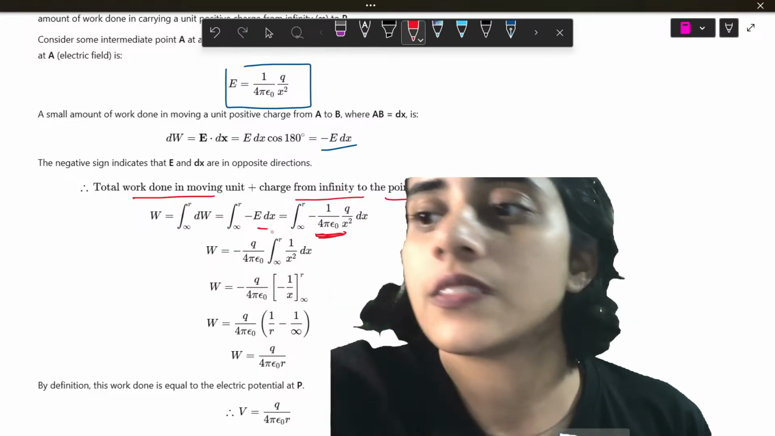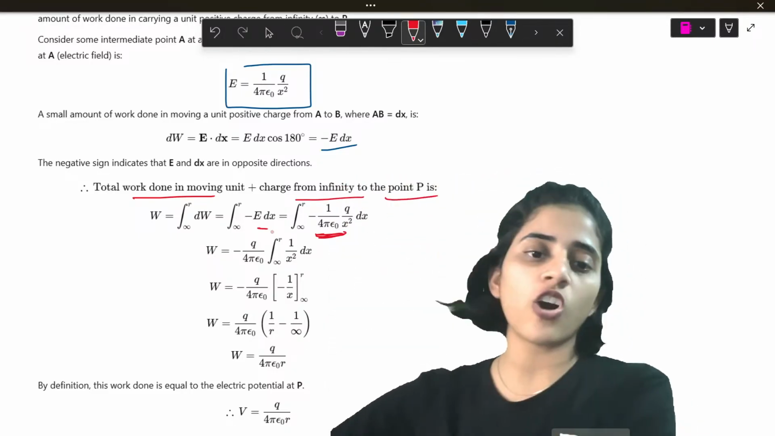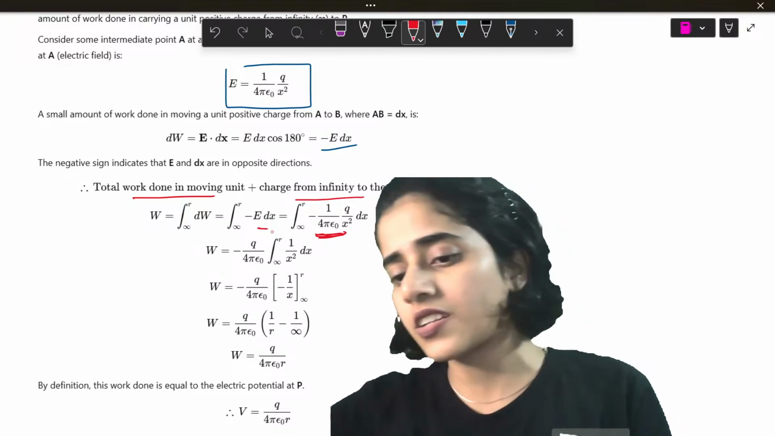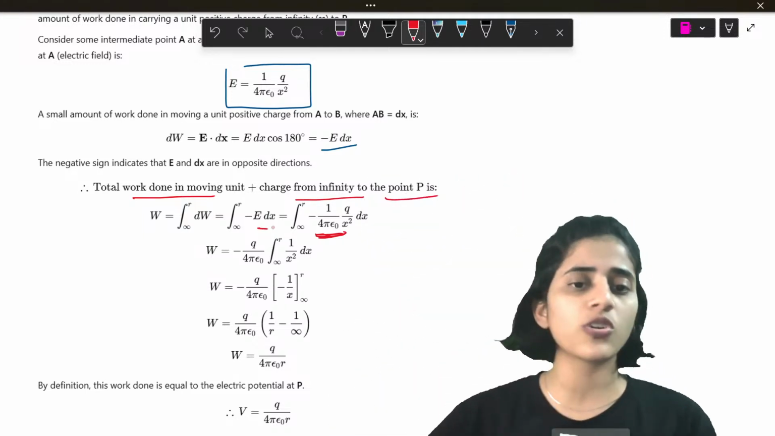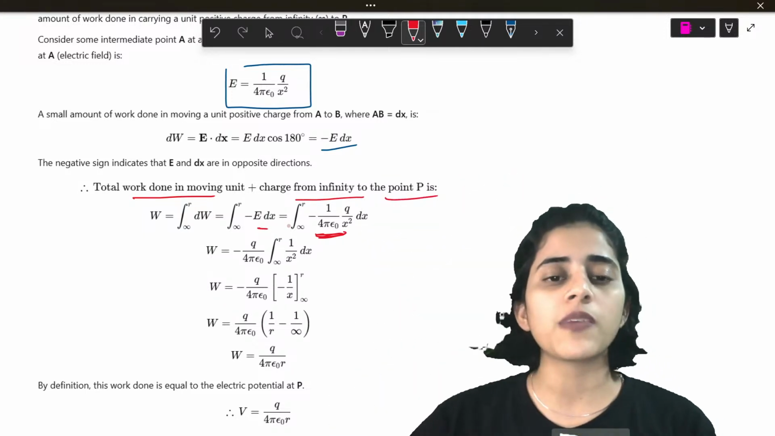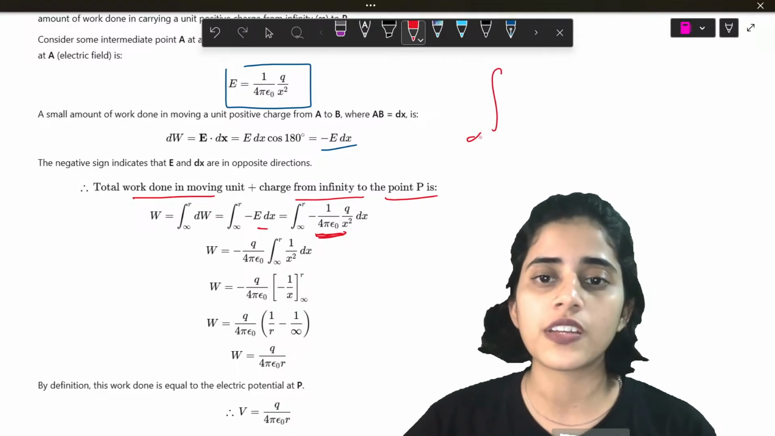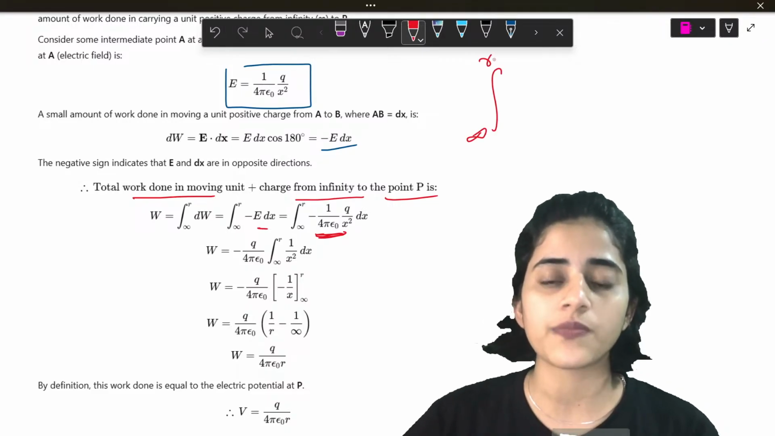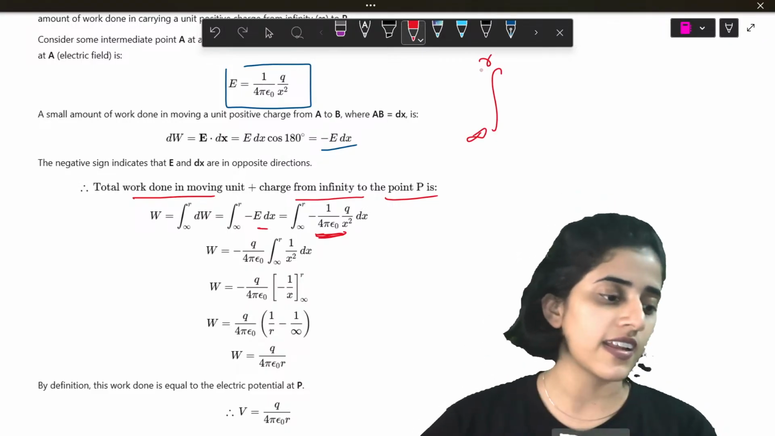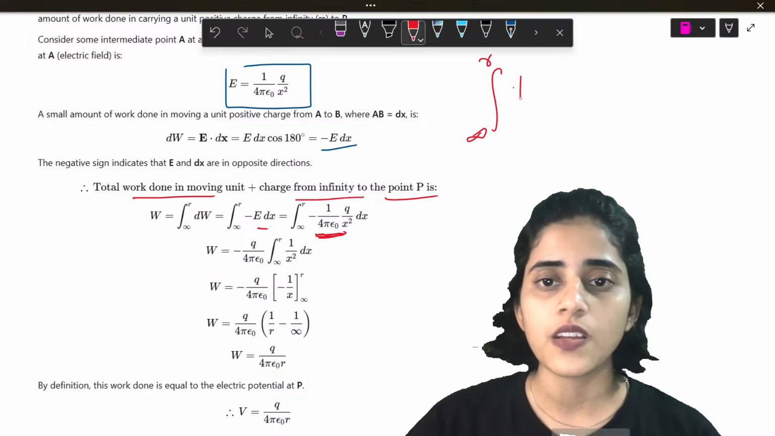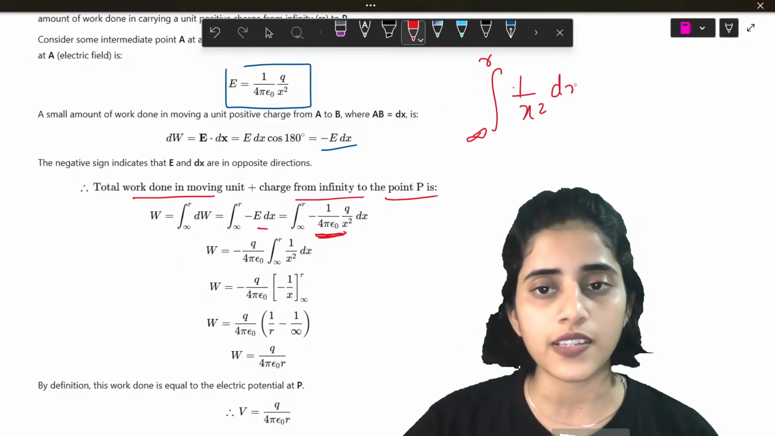Okay. So these are all constants. You don't differentiate, integrate constants. So you can just take it out. Now what remains? Integral of infinity to R. Okay. Infinity to R are the limits. R 1 by x square dx.